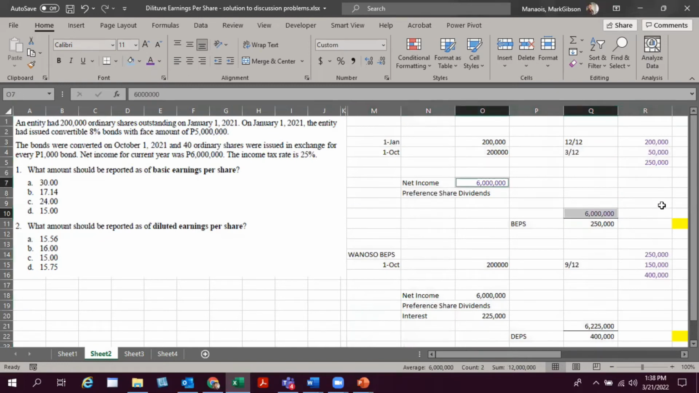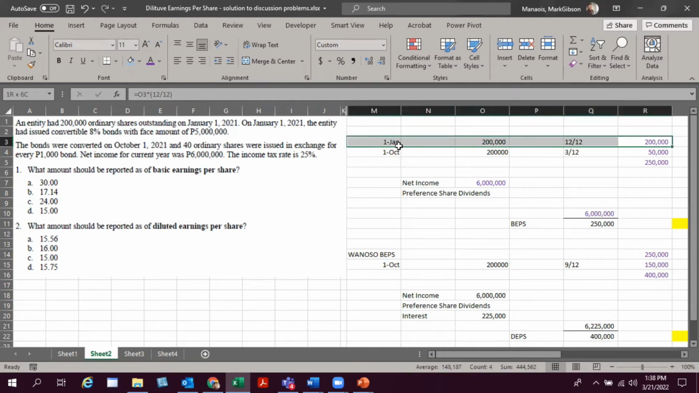Now, let's go to the weighted average number of shares outstanding. So we had 200,000 ordinary shares outstanding on January 1, 2021, and there are no other transactions that took place that will impact the outstanding shares. So that's 200,000 multiplied by 12 over 12. Okay tayo dito sa first part.